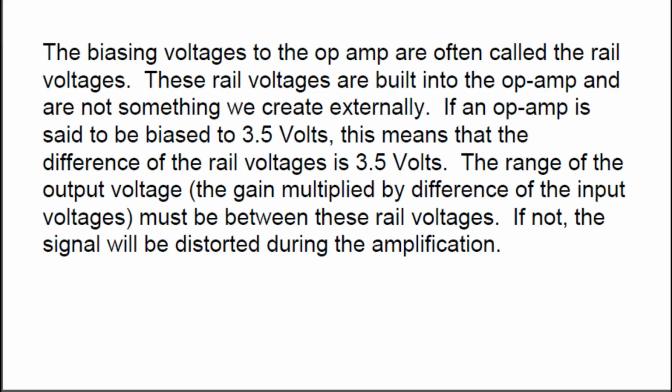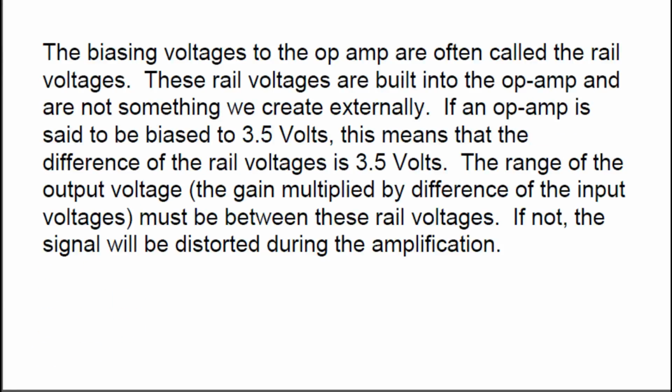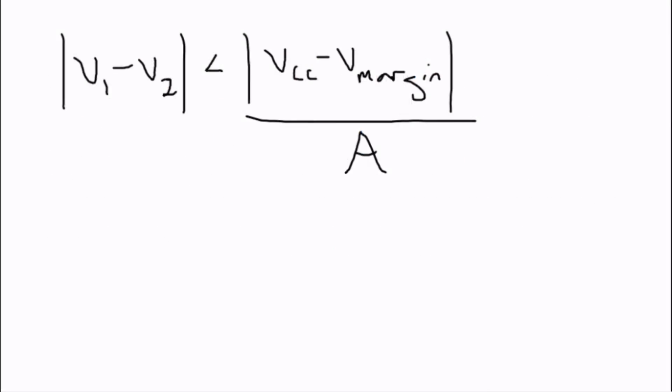The range of the output voltage, which is the gain multiplied by the difference of the input voltages, must be between these rail voltages. If not, the signal will be distorted during the amplification. Alright, so let's think about what this means and relate it to what we already know. Let's go to our whiteboard and look at an important equation that describes what we just talked about.